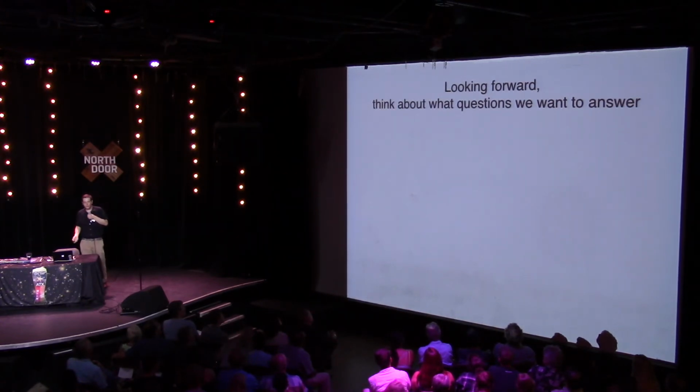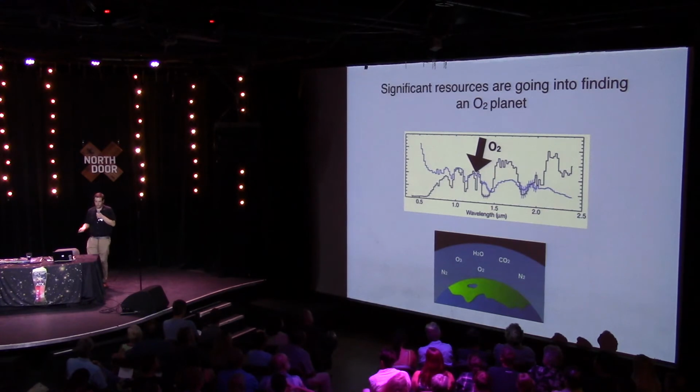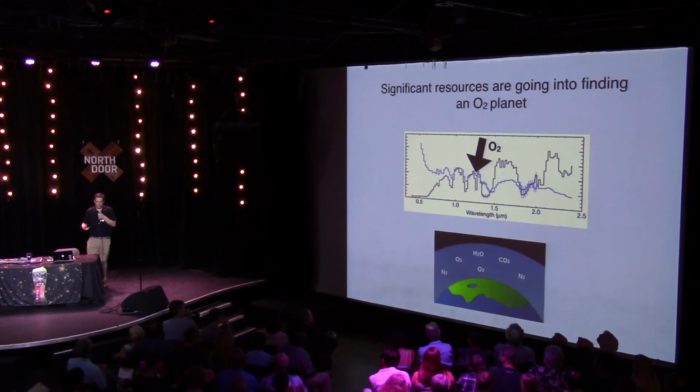Now, there's a huge amount of resources going into finding an oxygen planet, an O2 planet. And the reason for this is that O2 is considered the key biomarker. It's difficult to maintain oxygen in an atmosphere without photosynthesis. It's not impossible, but it's very difficult. And so if we find an oxygen atmosphere around another planet, there's a very high likelihood that there is photosynthesis going on. There's plant life on that planet. And so this is a very worthy and important goal. This is one of the main goals of the James Webb Space Telescope, to find this.